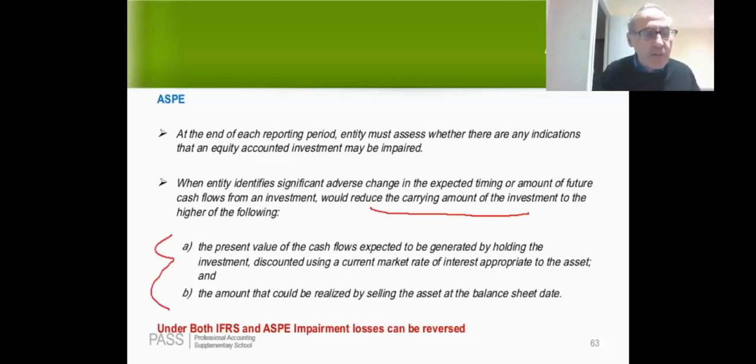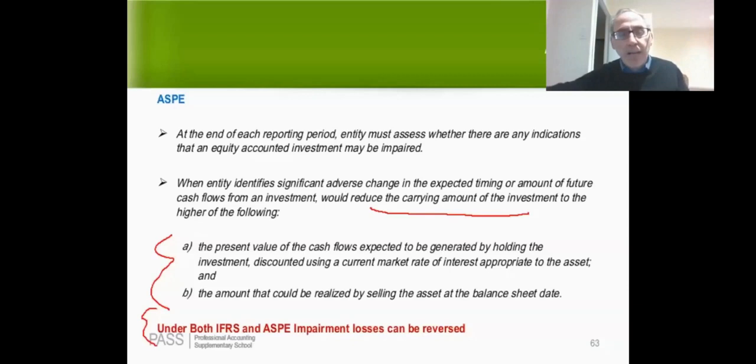Okay, we would reduce the carrying amount to the greater of these two amounts. Okay, any questions? Here's an important point, guys. Under both ASPE and IFRS, you're allowed to reverse an impairment loss when you use the equity method. Under IFRS, it's no surprise that you're allowed to reverse an impairment loss because it falls under IAS 36, and under IAS 36, you're generally allowed to reverse impairment losses. So you can write down an equity accounted investment in one period, and you can write it back up the next period if things get better.